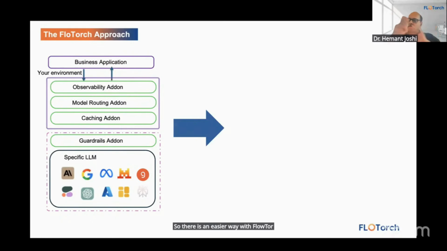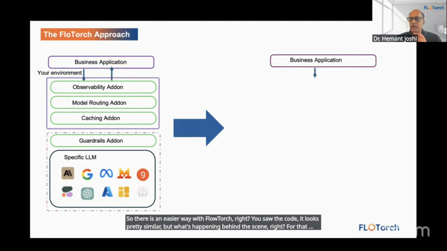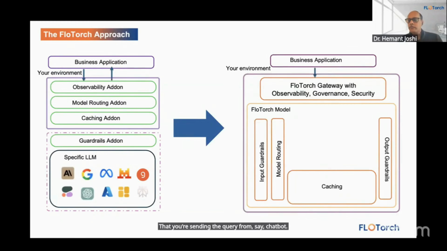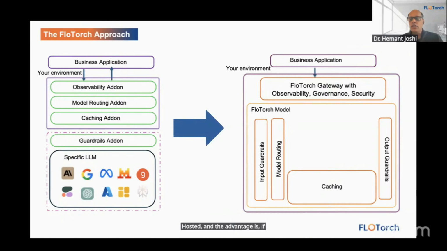You saw the code, it looks pretty similar, but what's happening behind the scenes, right? For that same business application that you're sending the query from, say, a chatbot, within your environment, like I said, on your premises, you can have a FloTorch Gateway that is hosted. And the advantage is, if that is the case, every request will go through the gateway, which means you'll have observability, governance, and security.